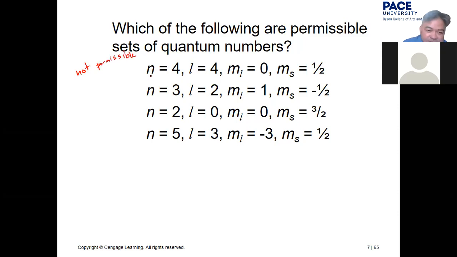Why? When I have n equals 4, the value of L can be 0, 1, 2, and 3, because L is always from 0 to n minus 1. And 4 is not possible. So this is the one that messed up the set of quantum numbers. How about the second one? So we could say this is not.